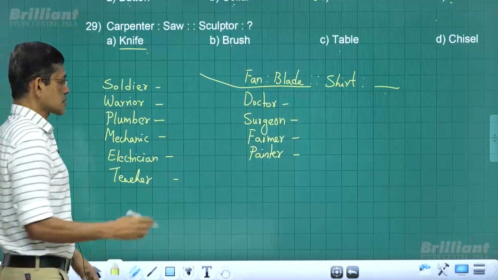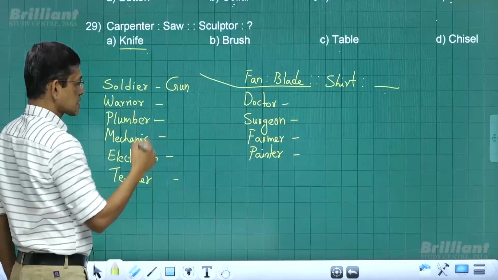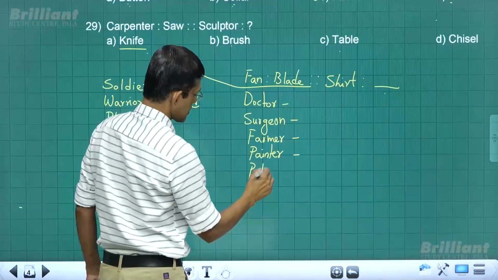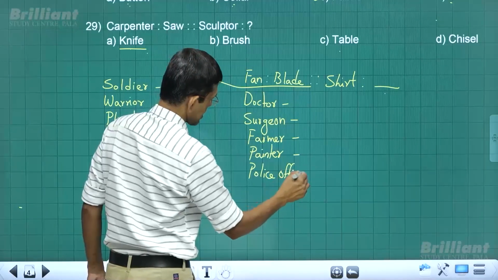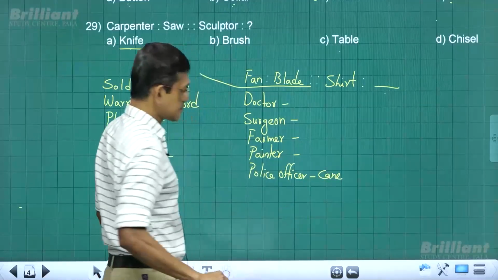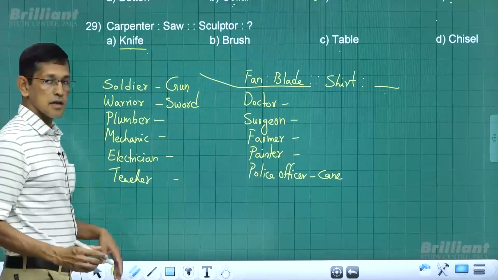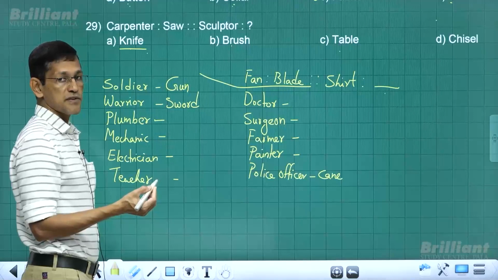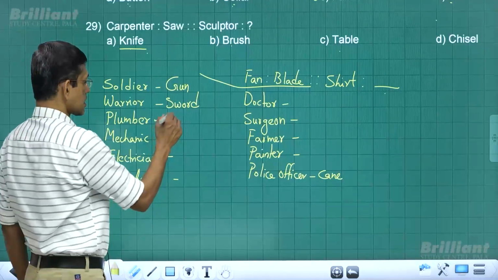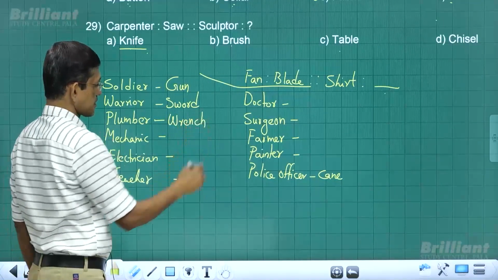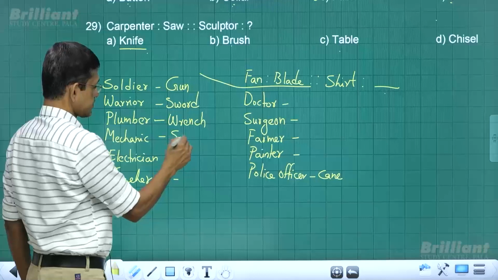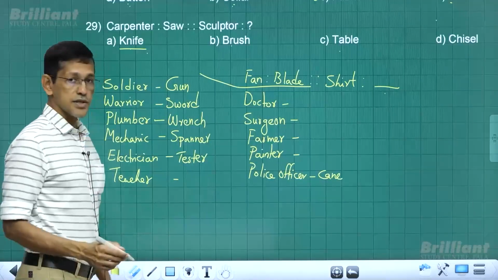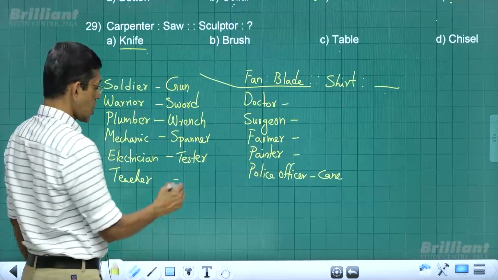Now, soldier. What is the tool of the soldier? Soldier is gun. If soldier is gun, warrior is what? Warrior is sword. In that case, what's the tool of the police officer? Police officer is supposed to use the cane. Not the gun, but the cane. And plumber. What kind of tool does he use? The person who repairs pipes and installs pipe fittings, that person is plumber. And the tool is wrench, pipe wrench. And mechanic, spanner. Electrician, tester. And teacher, what is the tool of the teacher? Chalk.